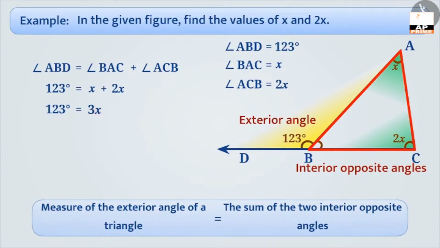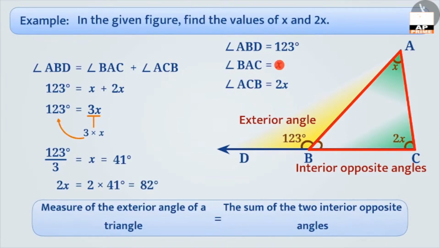We have to find the value of x here. On this side, 3 is multiplied with x. If we bring 3 to the other side, then we will have to divide 123 by 3. When we divide 123 by 3, we get x is equal to 41. So, 2x is equal to 2 multiplied by 41 degree is equal to 82 degree, and the value of x is 41 degree and the value of 2x is 82 degree.